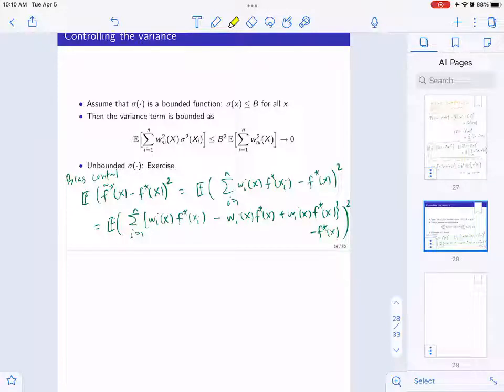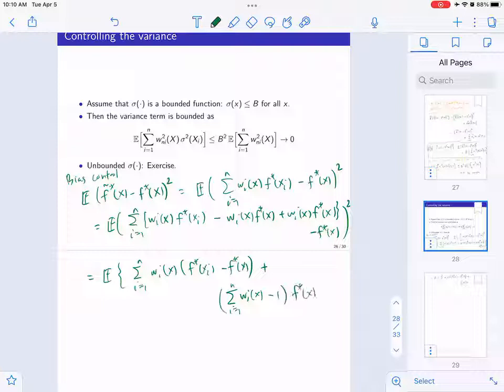So if you haven't made any mistake, you get the expectation of the summation over i from 1 to n of W_i(x) (f*(x_i) minus f*(x)), so I'm combining these two terms, plus the summation of W_i(x) minus 1, i from 1 to n, times f*(x). This entire thing is squared.